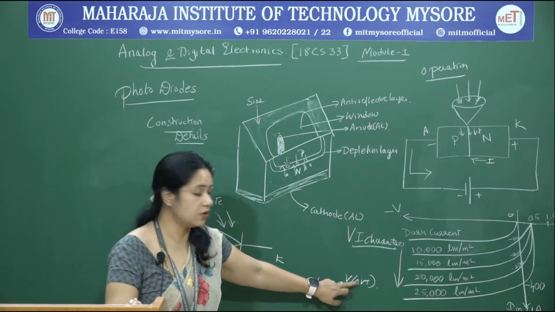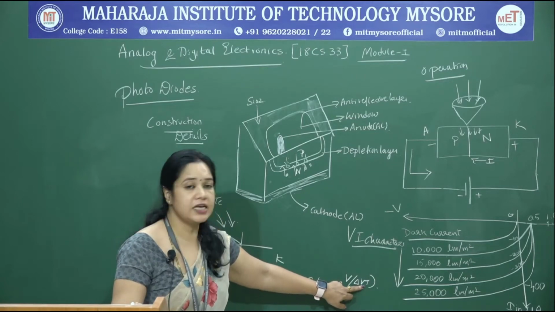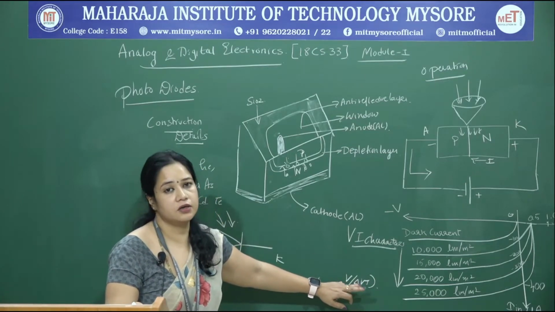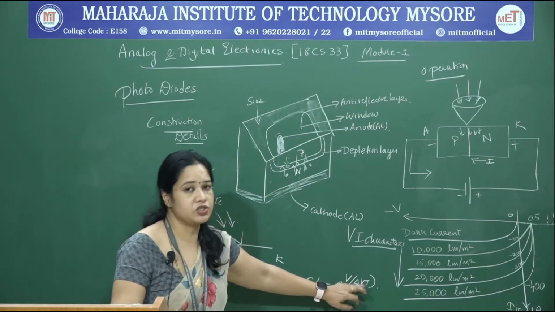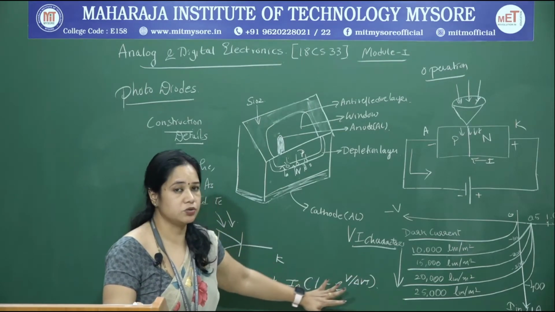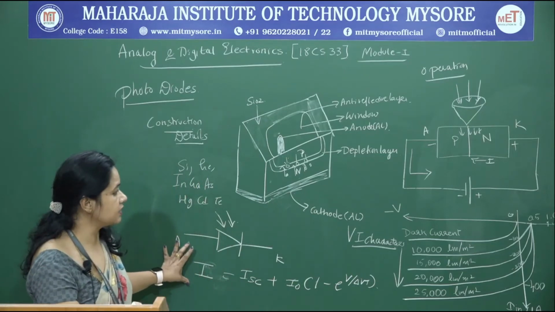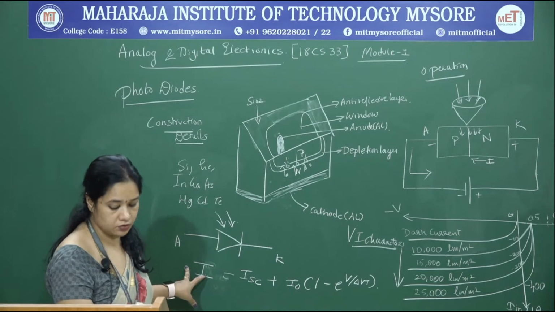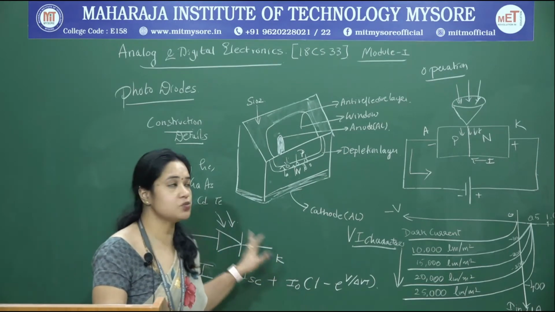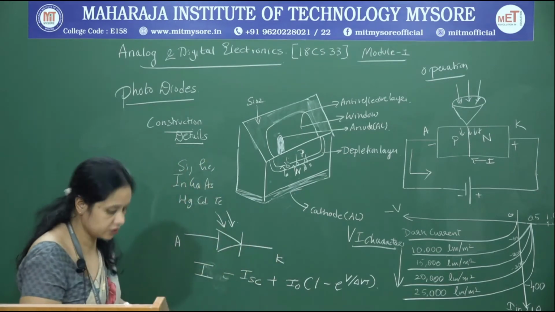It is 1 for silicon and 2 for germanium, and Vt is a voltage that depends on the temperature. So, it is proportional to the temperature. At any instant, this is the expression for the current flowing in the circuit. Now, we will take up the applications wherein photodiodes are used.